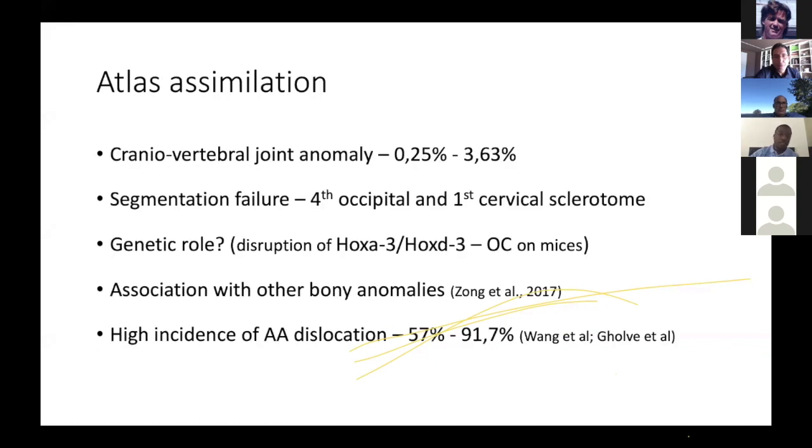Atlas assimilation is one of the most frequent craniovertebral junction anomalies. It results from a segmentation failure of the fourth occipital and first cervical sclerotome. There is questioning about the genetic role of these genes, the HOXA3 and HOXD3, and it's not uncommon for it to appear associated with other bony anomalies, as we've seen in this present case, and it is often associated with atlantoaxial dislocation.